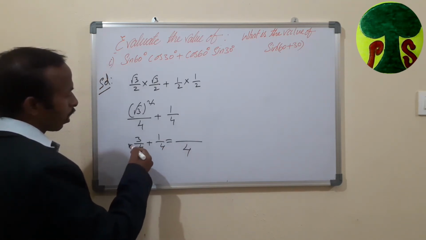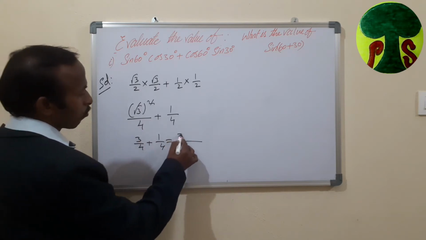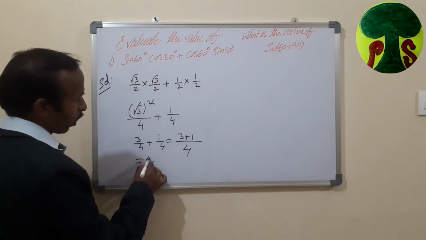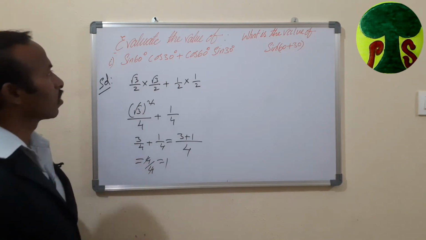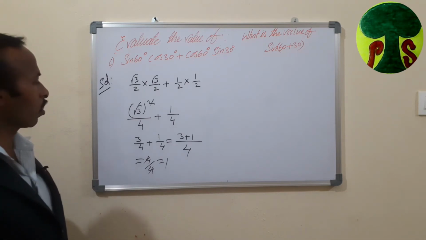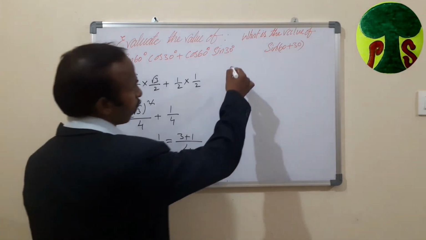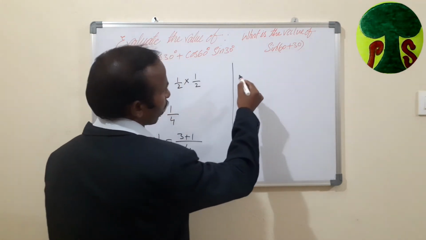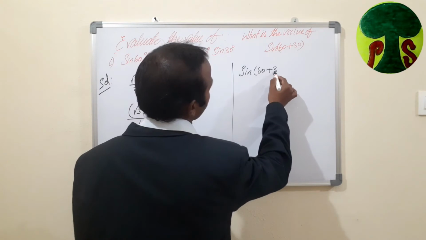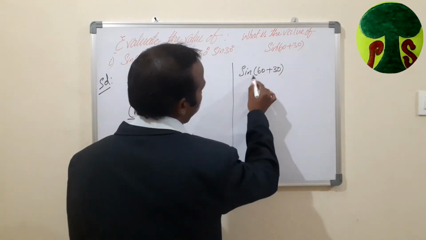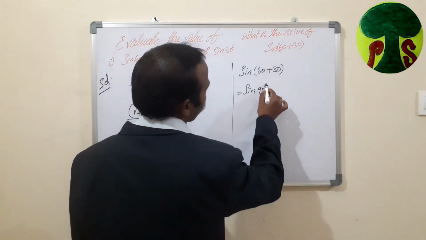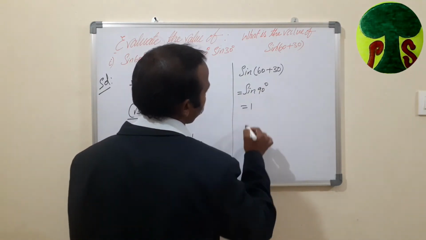Now we can add the numerators, 3 plus 1. Now it is 4 by 4. Finally, the value of sin 60 cos 30 plus cos 60 into sin 30 is equal to 1. Next, sin of 60 plus 30. See here, sin of 60 plus 30 is sin 90. Sin 90 is also 1.